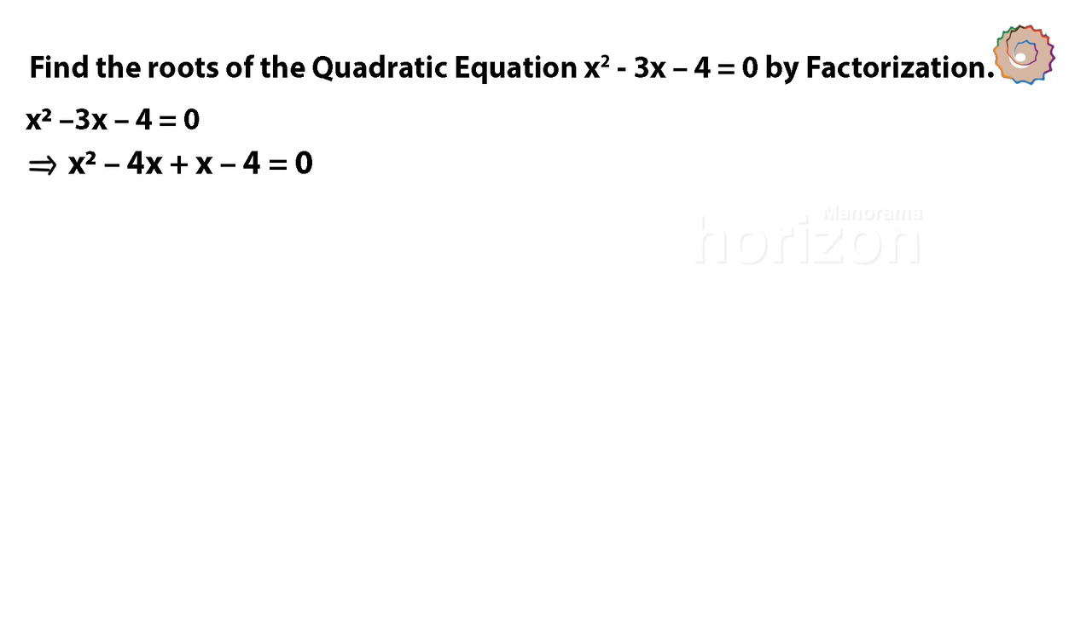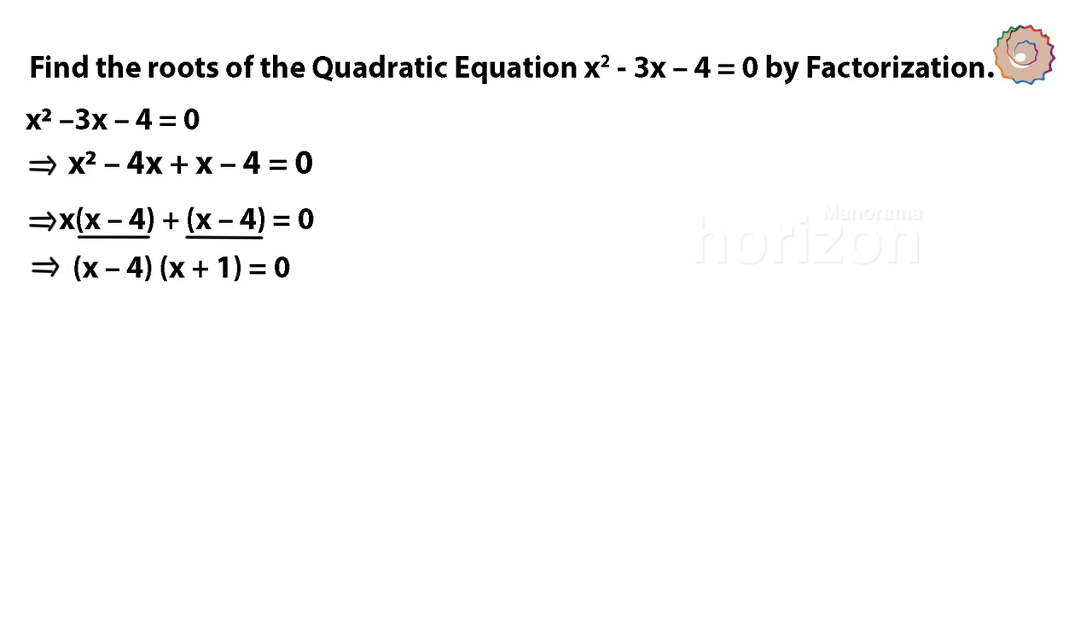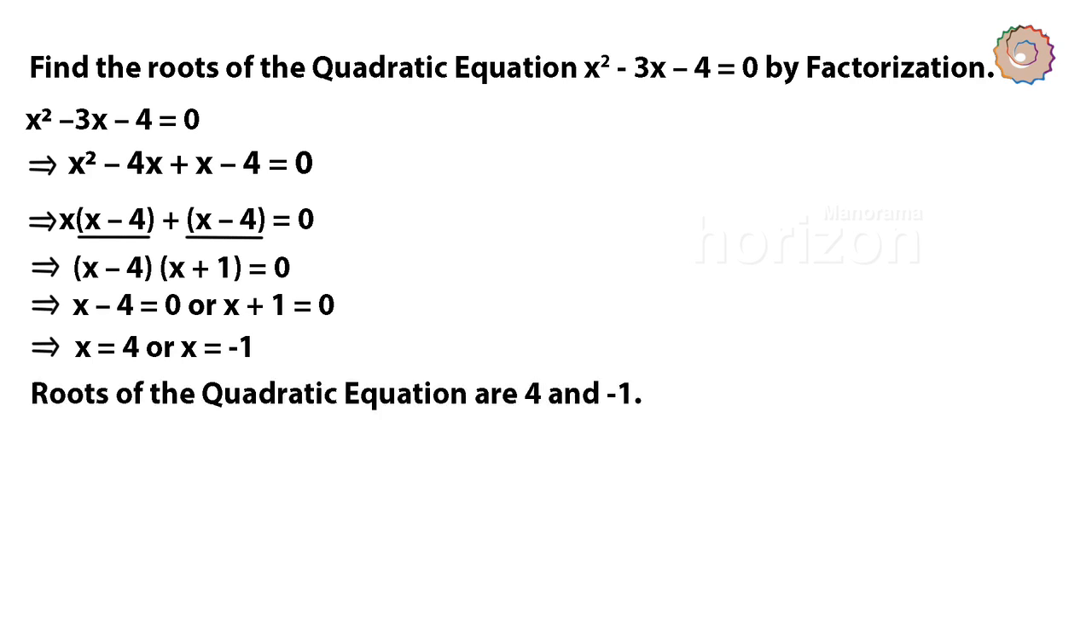Taking common factors from the first 2 terms and the last 2 terms separately, and the overall common factor from the resulting 2 terms, we get the 2 factors in the equation, and that is (x - 4) into (x + 1) = 0. So equating these 2 factors individually, we get x = 4 or x = -1. So the roots of the quadratic equation are 4 and -1.